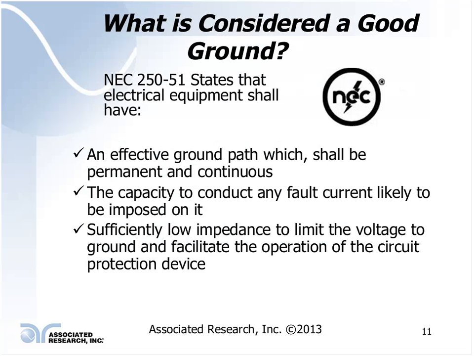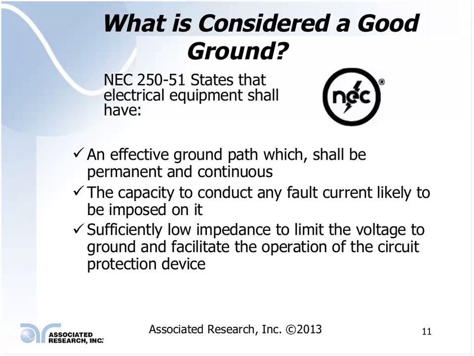NEC 250-51 states that electrical equipment shall have an effective ground path, which is permanent and continuous. It shall have the capacity to conduct any fault current that is likely to be imposed on it, and a sufficiently low impedance to limit the voltage to ground and to facilitate the operation of any circuit protection device. So what are we actually talking about?